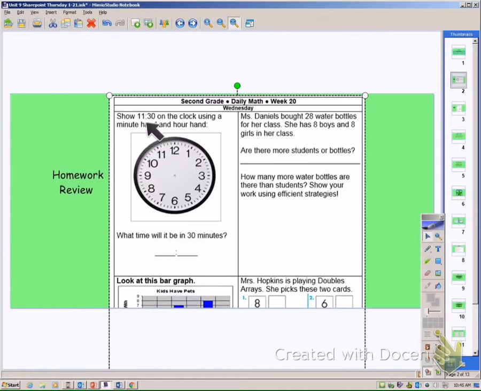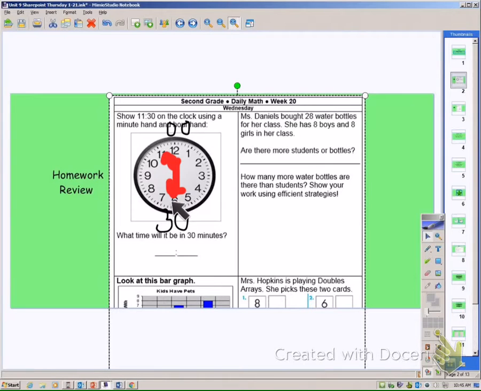Okay, let's start with number 1. It says show 11:30 on the clock using a minute hand and hour hand. So we know the hour hand is near the top and the minute hand is at the 6, which is 30. So it is 11:30.